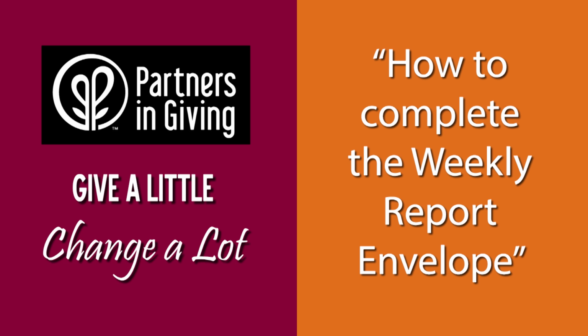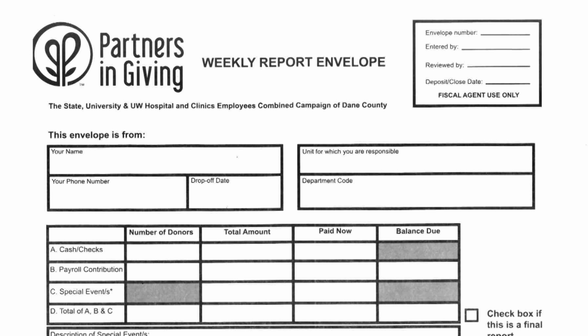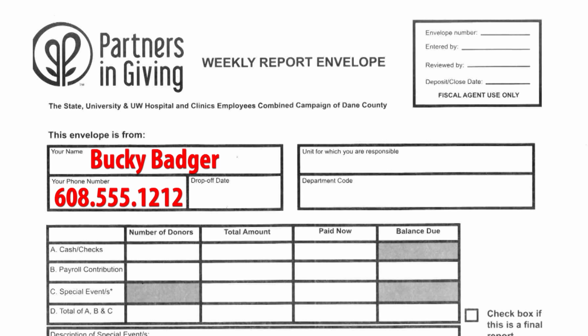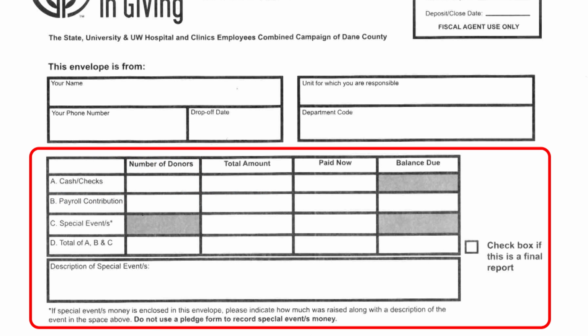How to complete a weekly report envelope for the campaign chairs. Upon receiving your department's white pledge form with donations form, individuals, and hosted special events, you are going to fill out your weekly report envelope. You'll begin with filling out your name, phone number, and drop-off date, which will be the date you are dropping it off at the bank. Once you are finished with all the basics, you'll begin your total section.